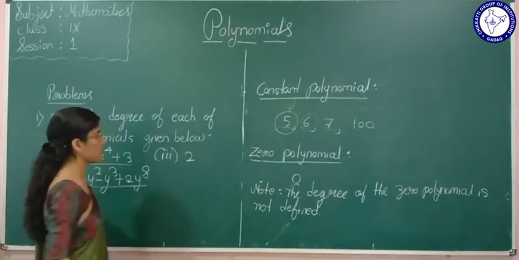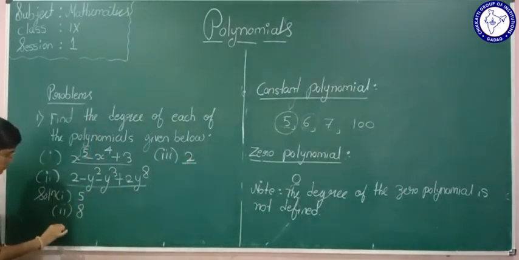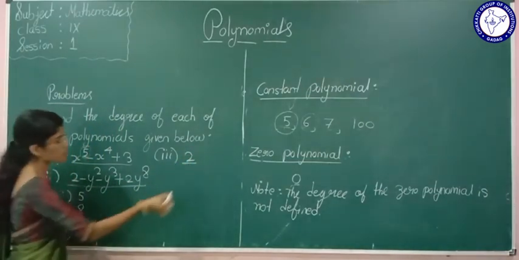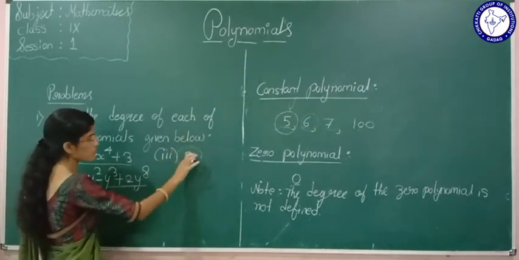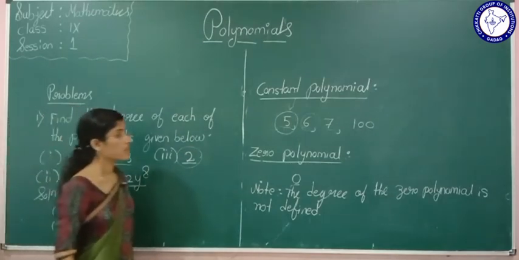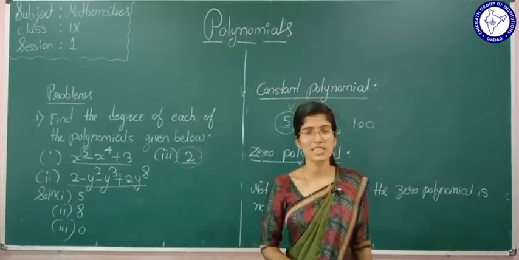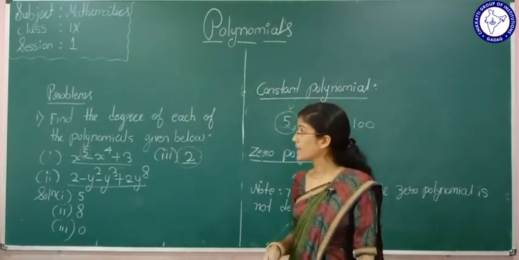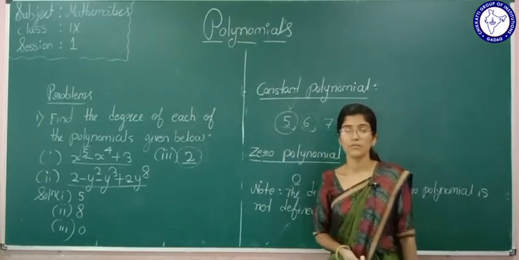Now tell me, what is the degree of this 2 here? What is the degree of 2? Tell me students, which polynomial is this? This is a constant polynomial. What is the degree of a constant polynomial? That is 0. Okay. In today's class we have learned what is a polynomial, what are the classifications of polynomials, and we have solved some worked problems.